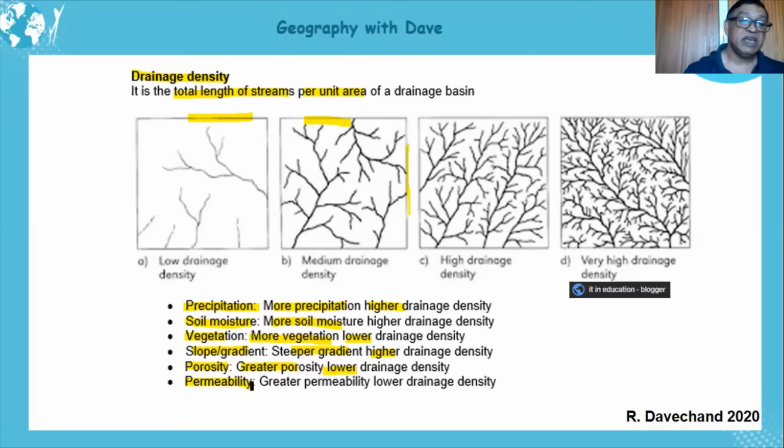Permeability is how much water can soak into the rock. And obviously if more water soaks into the rock, there is less water on the surface, lower drainage density, because fewer channels are cut. So greater permeability, lower drainage density. Can you see how we have to answer these things?